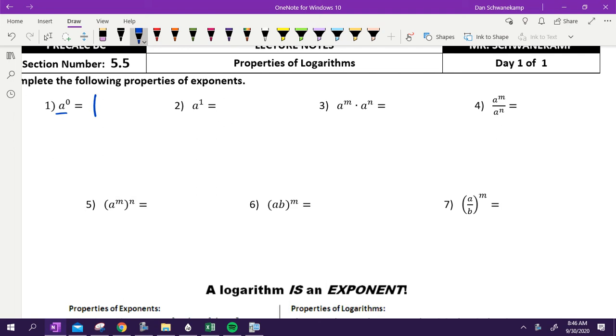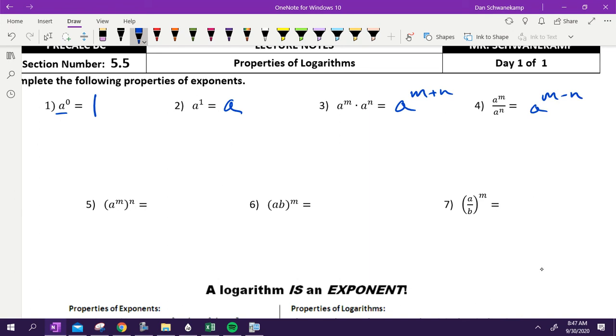If I do a to the first, Abby, what's the same thing as a to the first? Just a. That's a silly one, but it's just a. Okay, a to the m times a to the n. Kara, what do I need to do with my exponents if I'm multiplying their bases? You add them. So it's going to be m plus n. It's easy. Okay, Matthew, if I got a to the m divided by a to the n, what's that the same as?